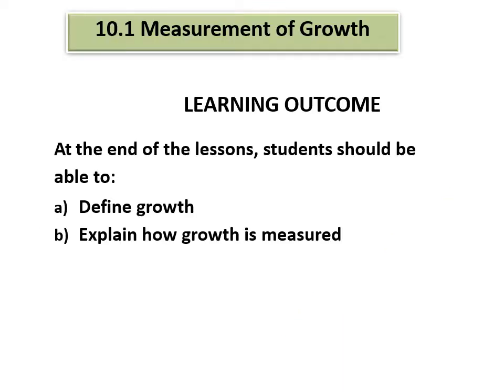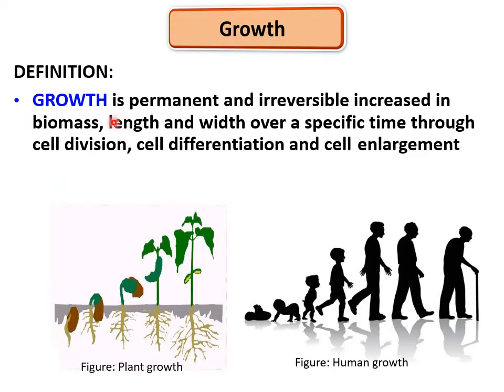Okay, for the learning outcome, at the end of the lesson you should be able to define growth and explain how growth is measured. What is growth? Growth is a permanent and irreversible increase in biomass, length, and width over a specific time through cell division, cell differentiation, and cell enlargement. So here we have plant growth and human growth.